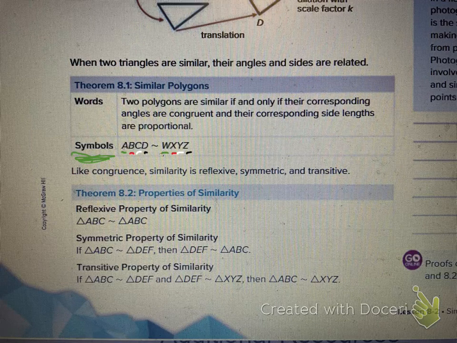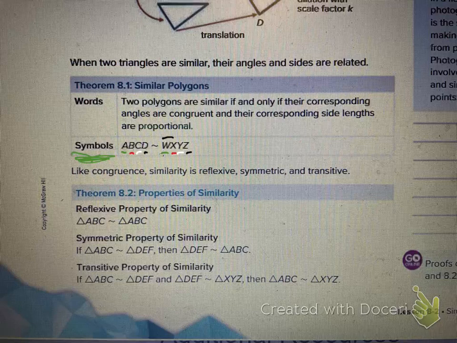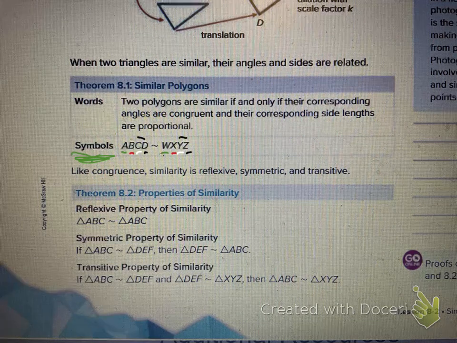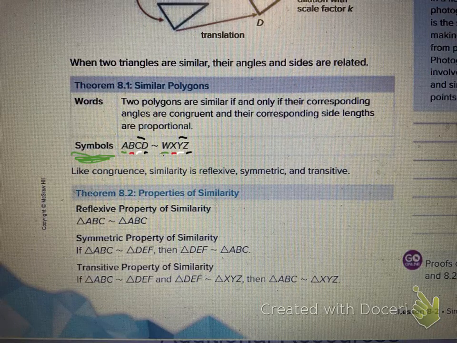Okay. Same works for the corresponding sides. AB is going to be corresponding to WX. BC is going to be corresponding to XY. And then we got CD corresponding to YZ. And then last, AD would be corresponding to WZ. So we'll keep going over that as we go. You don't even need the picture. Sometimes they try and trick you with the picture.